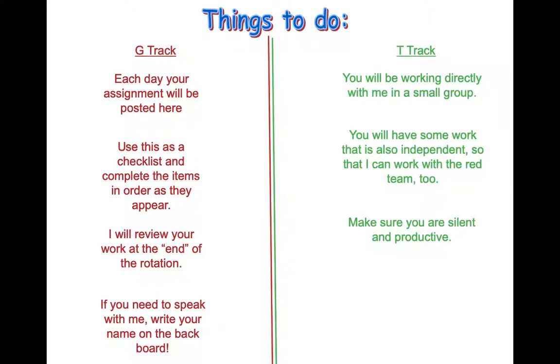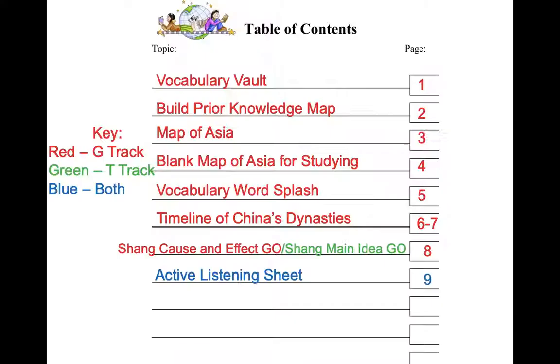We will be breaking into tracks in just a moment. So when you see your track, you want to make sure you're doing the work of your color track. And of course, it's listed at the top, the name of the track. You'll see now that the table of contents is color coded. So red means G track, green is for T track, and blue means for both. So we all have pages 1 through 7 already. Now you can see that the Shang cause and effect graphic organizer is for G track, the Shang main idea graphic organizer is for T track, and blue is for both.